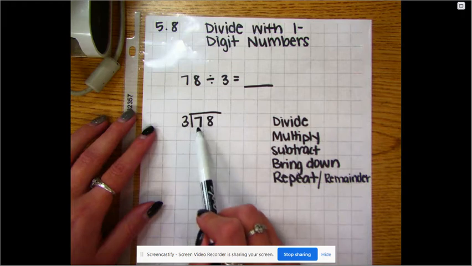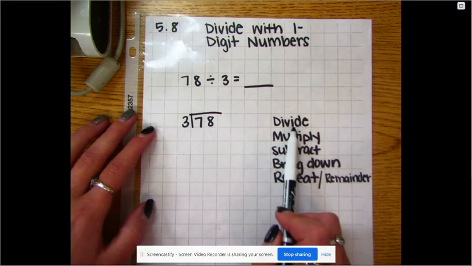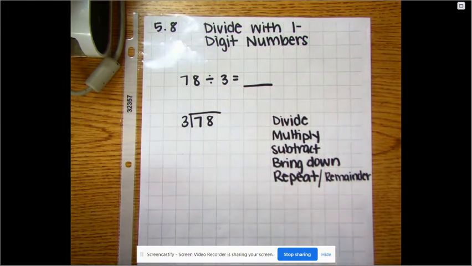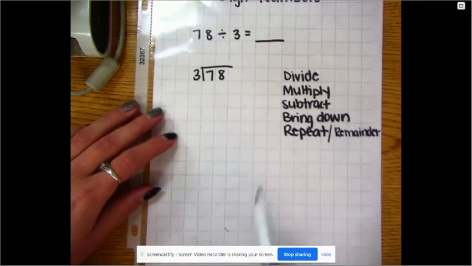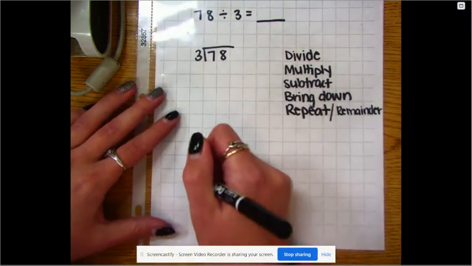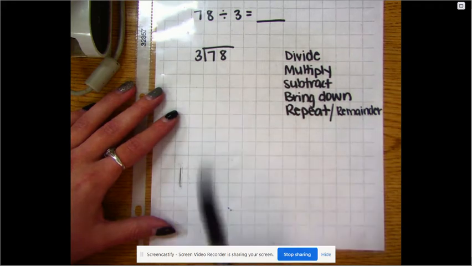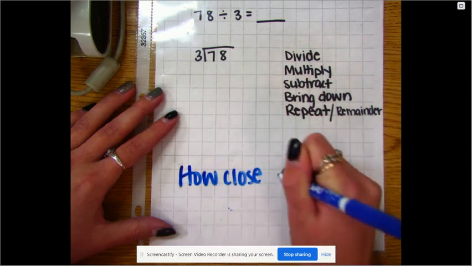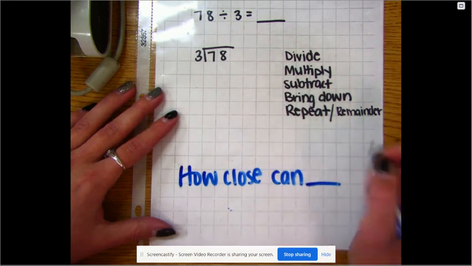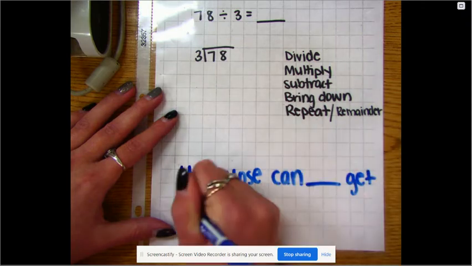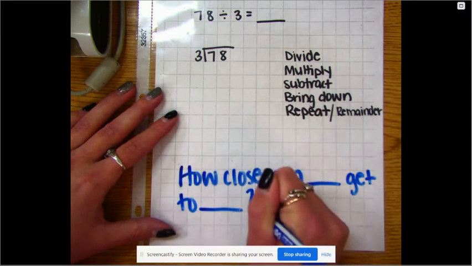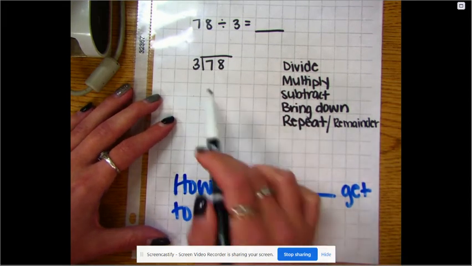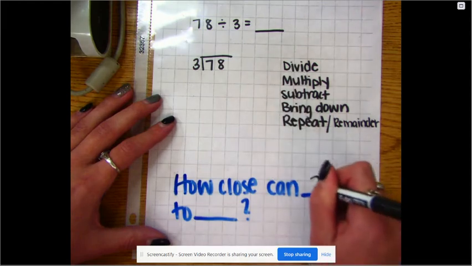So I'm going to start. The first thing I'm going to do is divide. When I divide, I'm going to ask myself the most important question, and you're going to ask yourself this question over and over and over. I'm going to write this question down. The question is, oh, my marker's dying. How close can blank get to blank?